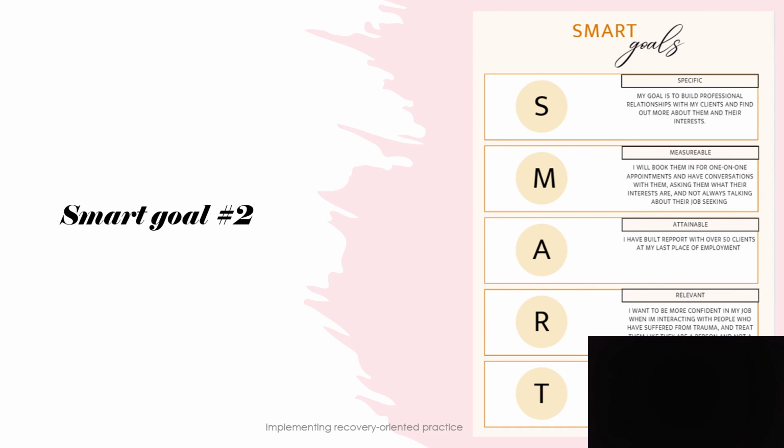SMART goal number 2 is to build professional, trusting, and safe relationships with my clients. I will do this by booking them in for one-on-one appointments and having conversations with them, asking them about their interests and what goals they would like to set and what barriers they would like to work on overcoming. I will be competent at doing this as I have built strong supportive relationships with over 50 clients at my previous place of employment.